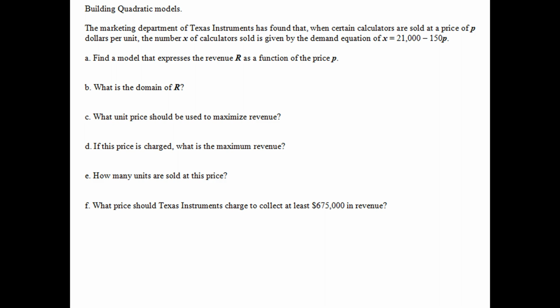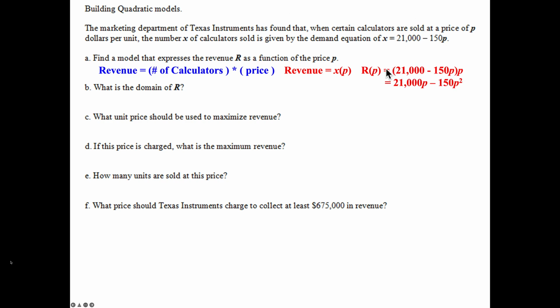Well, if you want to find revenue, you have to take the number of calculators, which in this case will be our X, and multiply it by the price. So our revenue is X times P. In this case, X up here was equal to 21,000 minus 150P, and we'll multiply it by the price P, and there is our equation. Don't get this confused. This isn't function notation right here. This is X times P. Or if you want to write it as just XP, that's fine as well.